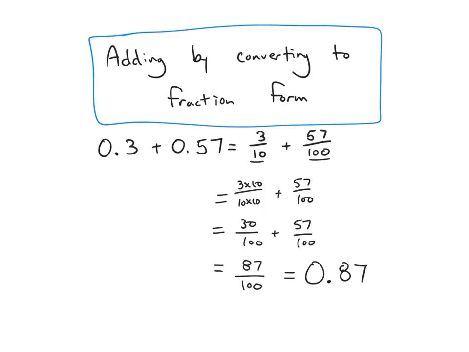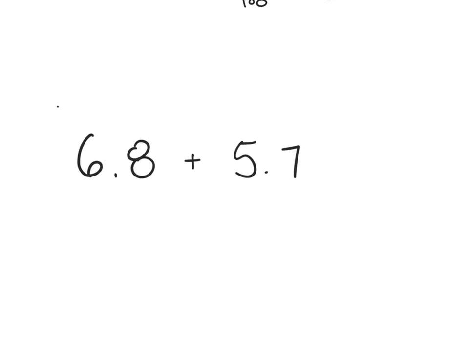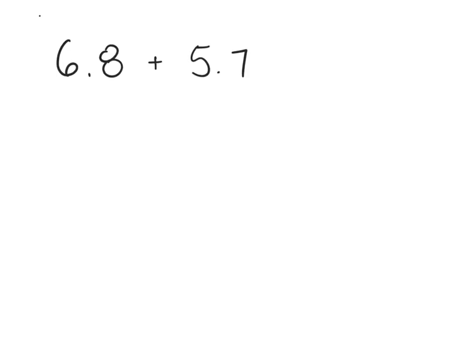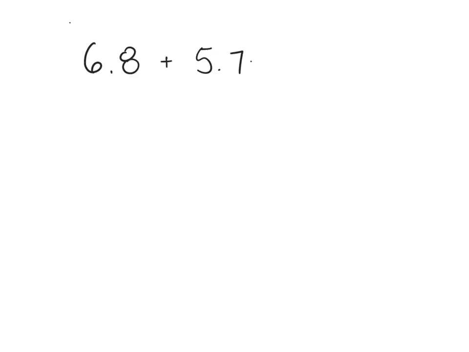So let's take a look at another example here where this time we are adding 6 and 8/10 to 5 and 7/10. So just like before, our first step is going to be to rewrite these numbers in fraction form. So these are actually going to be mixed numbers. So I start with 6 and 8/10. I'm going to be adding that to 5 and 7/10. And now that we have two mixed numbers, we're essentially going to use our same strategy for adding mixed numbers.